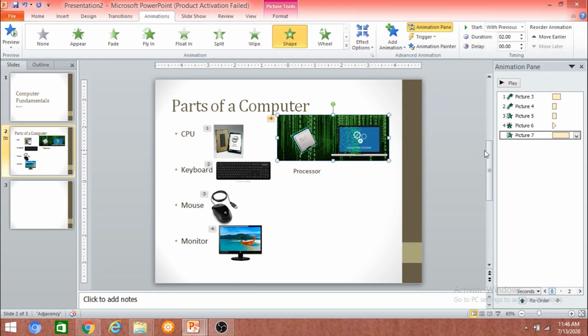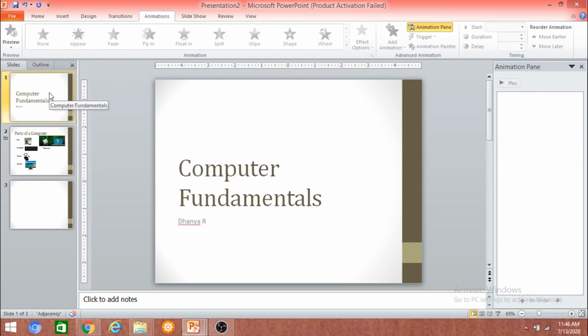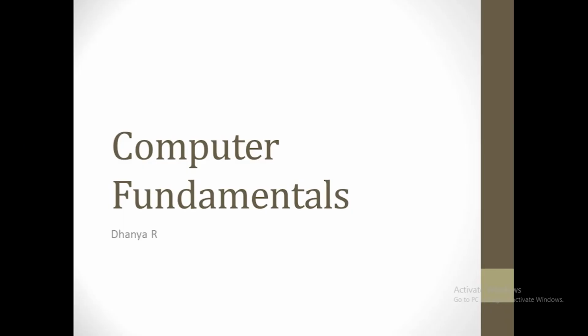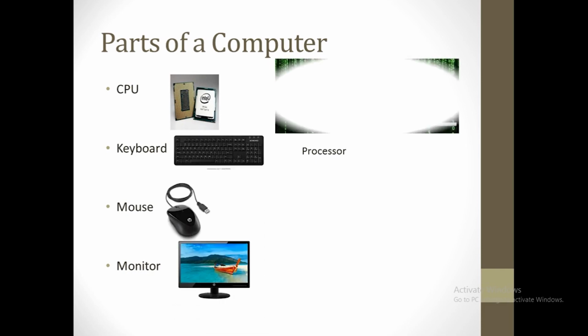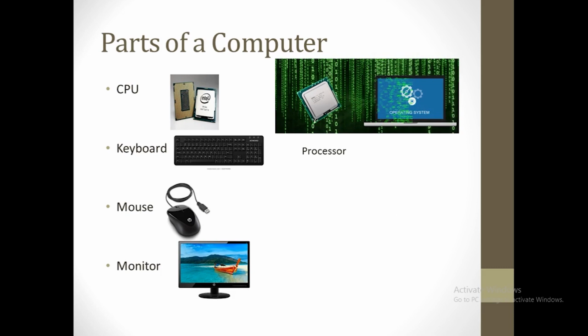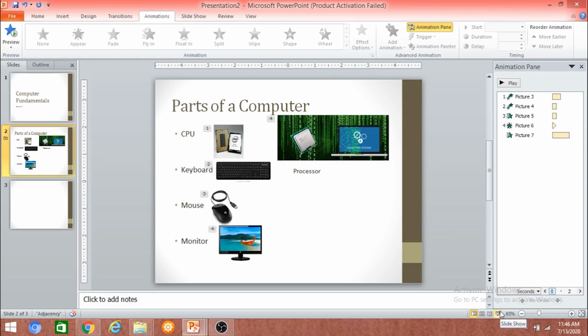Now in the animation pane, you can see that picture number 7 is going to appear with picture number 6. Let us see the slideshow again. So this is our first slide. To the second slide. You can see that the last image came along with the previous image. To end slideshow, press Escape key again.